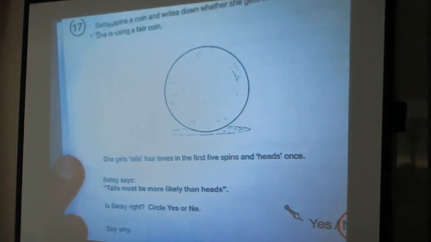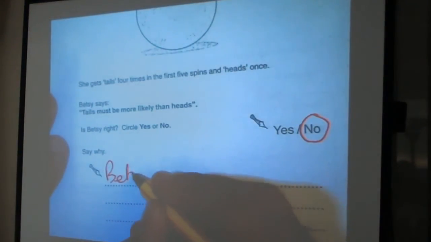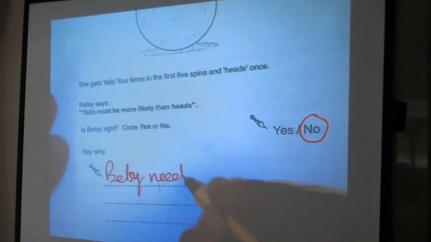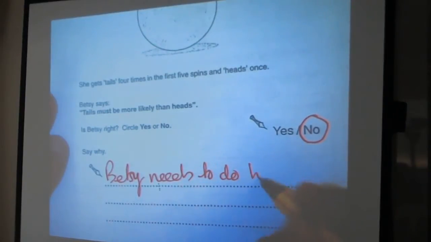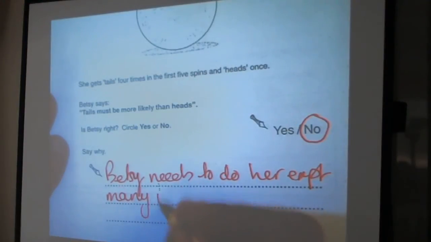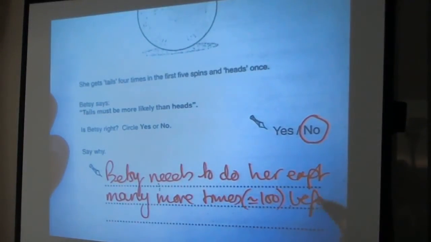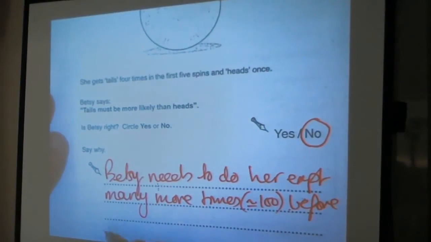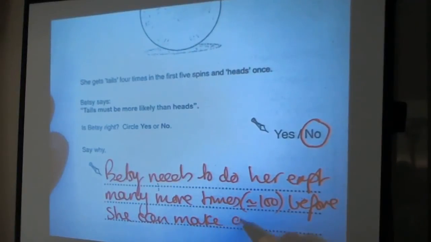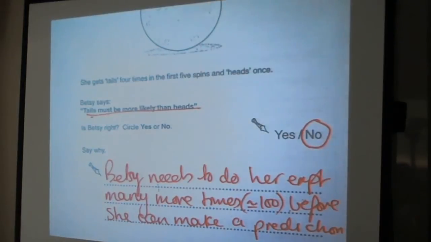So Betsy needs to do her experiment many more times, approximately 100, before she can make a conclusion. That's why she's wrong, because she's only done it 5 times. Sometimes you do it 4 or 5 times.